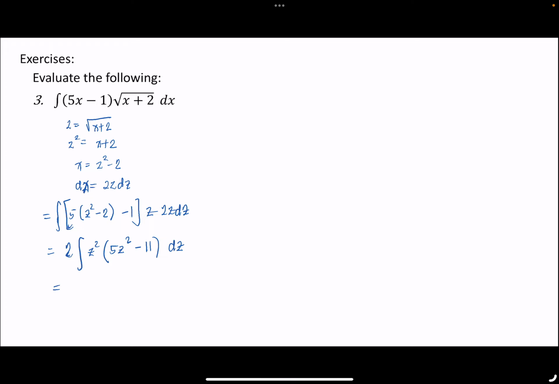So we have 2 times the integral of 5z to the 4th minus 11z squared dz. So this is now equal to 2 times (z to the 5th over 5 minus 11z cubed over 3) times 2, plus c.